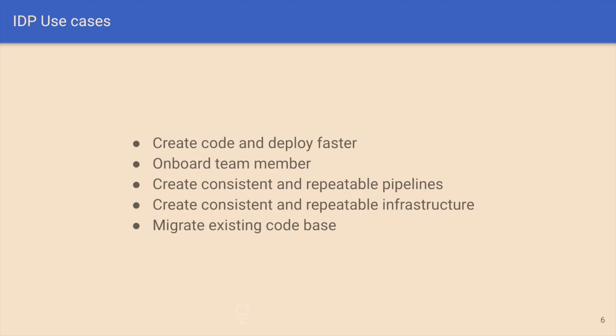Or to just create consistent and repeatable pipelines or infrastructure. Usually you switch between teams or projects and you have different CI tooling, but otherwise, even if you're using the same tool, it would be different configurations and it's just super hard to jump from one to the other.